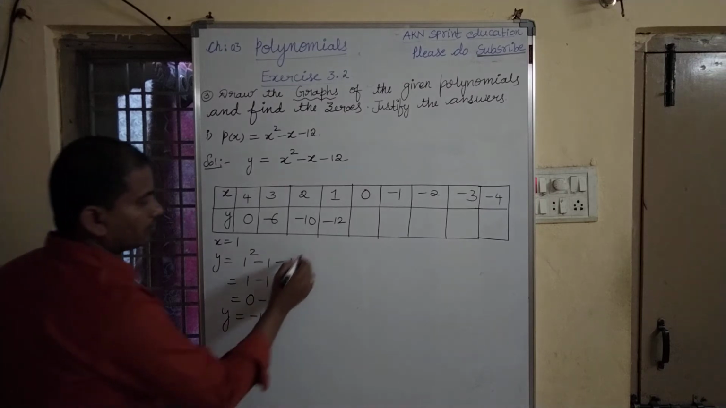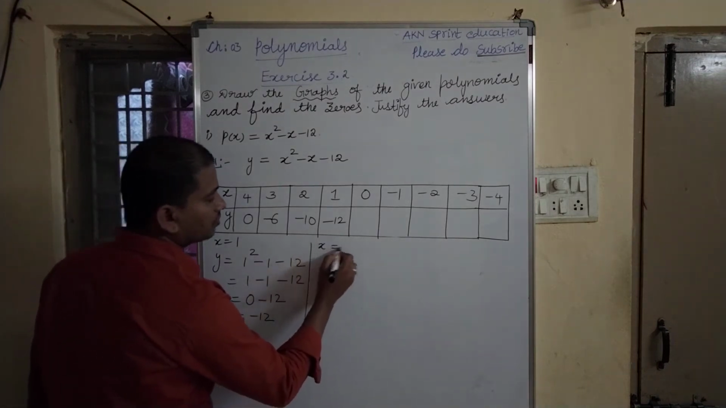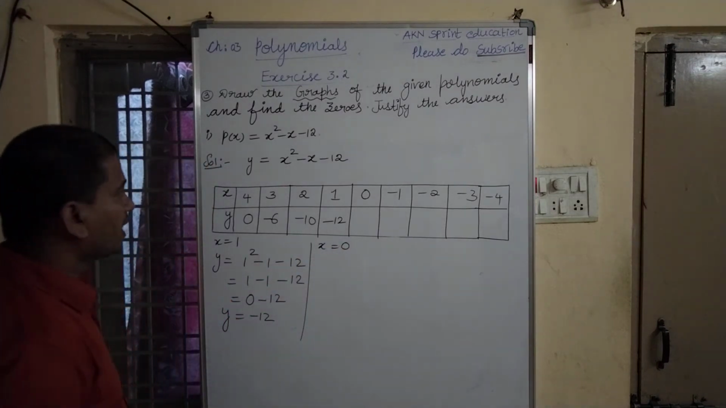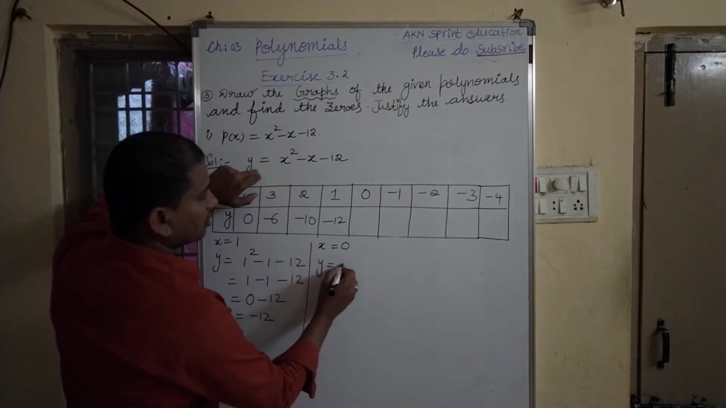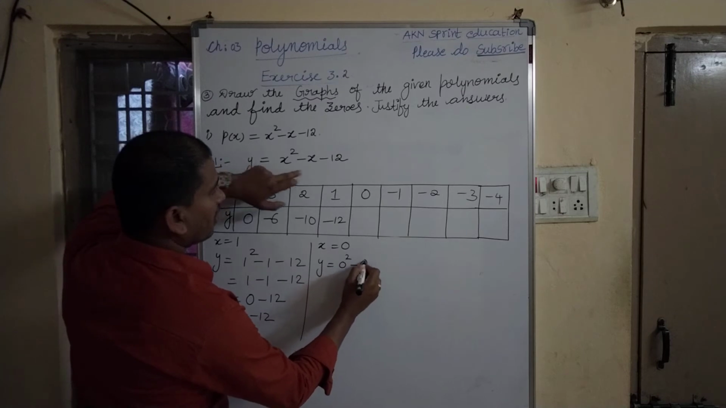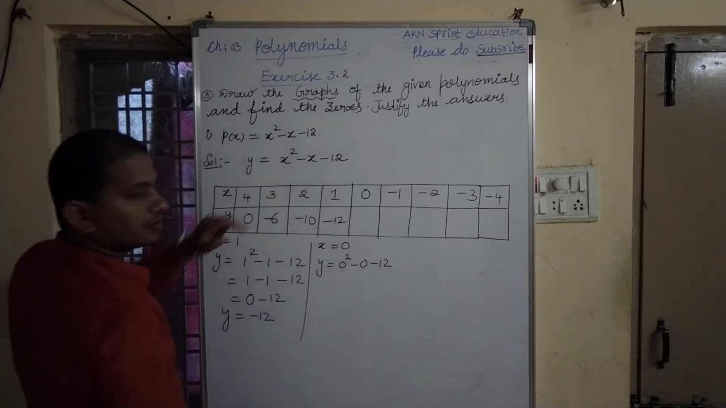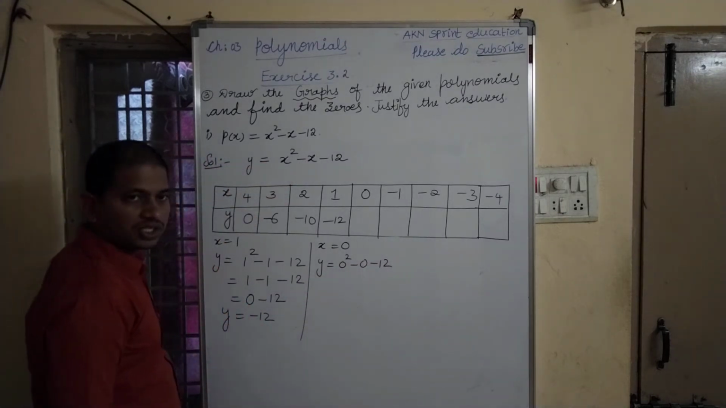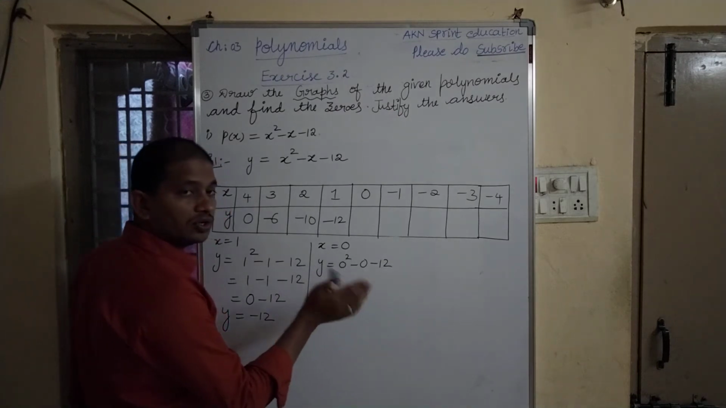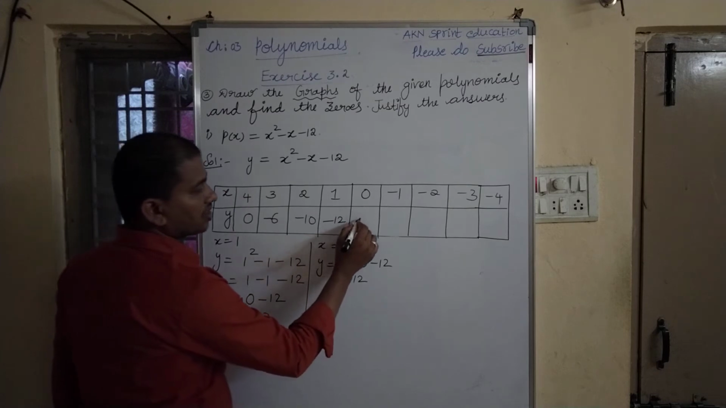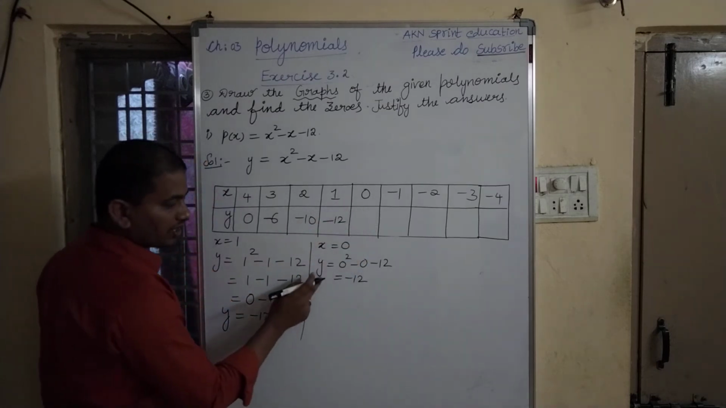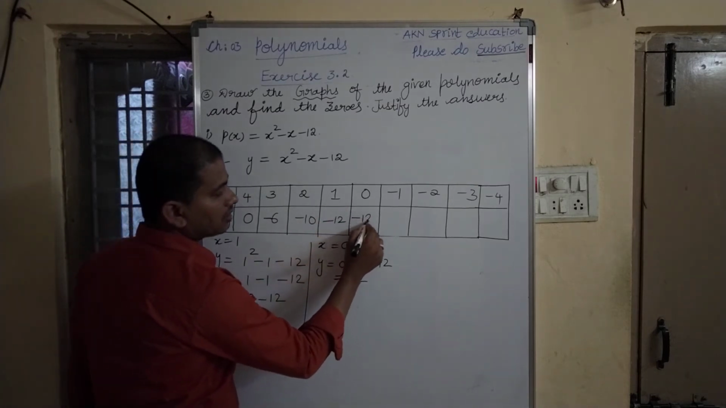Now let me take x equal to 0. X equal to 0. Value of y is 0 square minus 0 minus 12. 0 square in the sense 0. 0 minus 0 is 0, that is equal to minus 12. So when x is equal to 0, what is the value of y? Y value is minus 12.